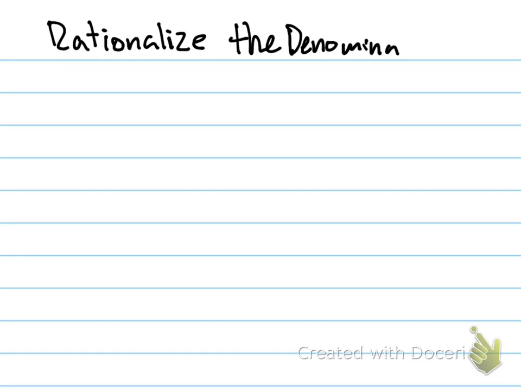All right, and that's pretty straightforward. It's just we're simplifying our expression to get a perfect square under the radicand in the denominator.